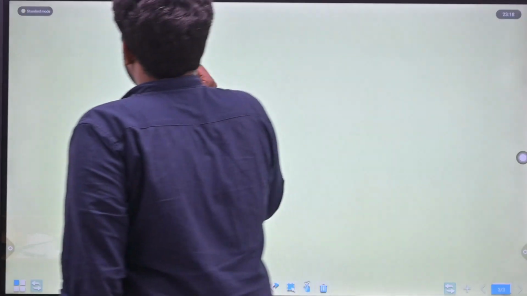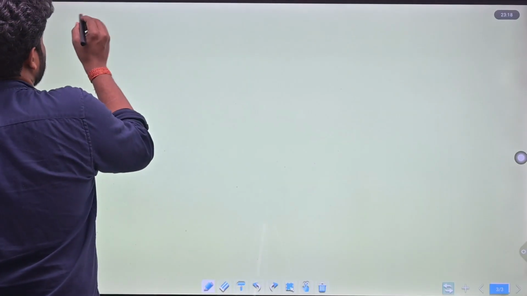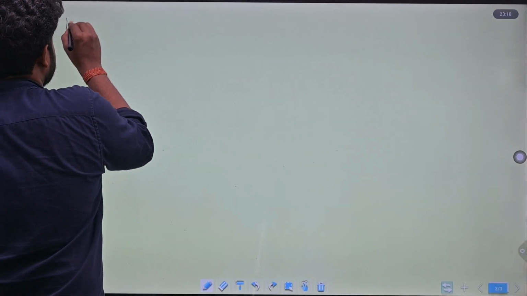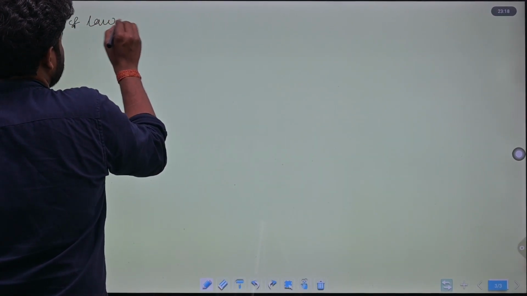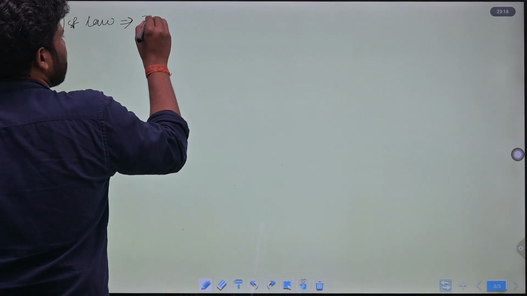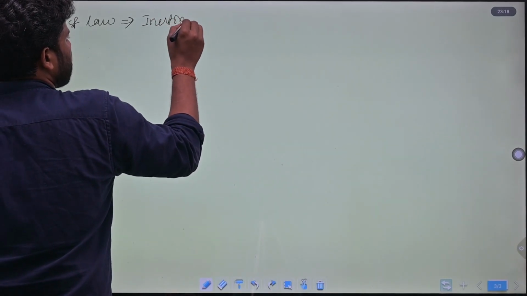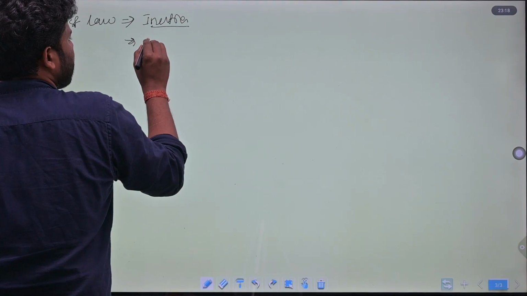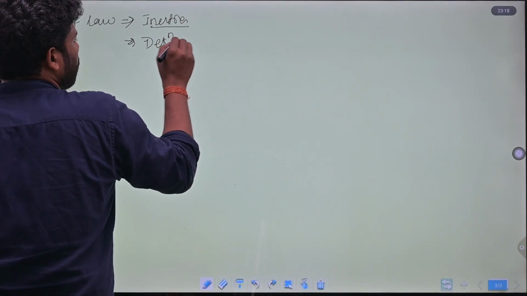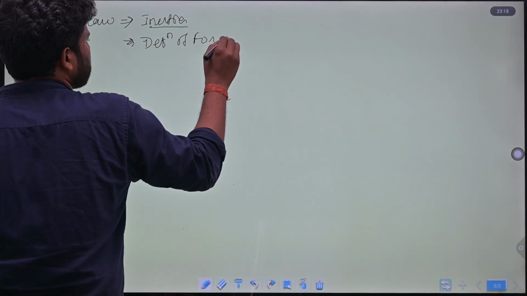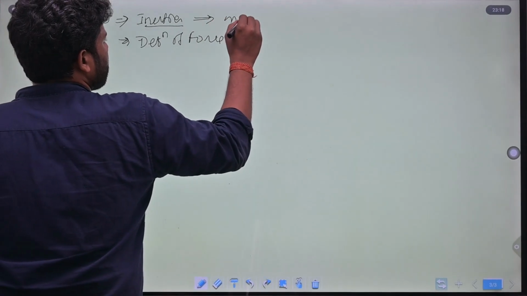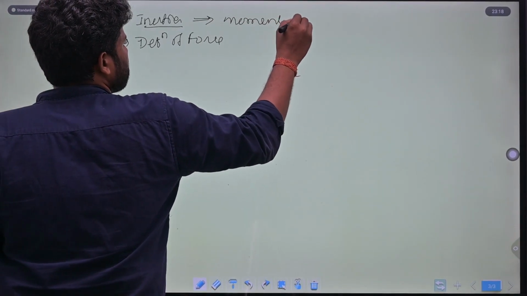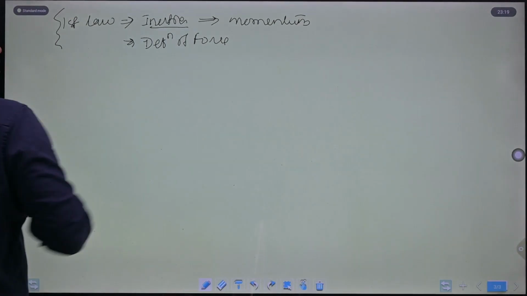Newton's first law, significance. It is giving us the idea about inertia. It is giving us the idea of a definition of a force. Inertia talks about the momentum. Okay, this is the significance of the first law.